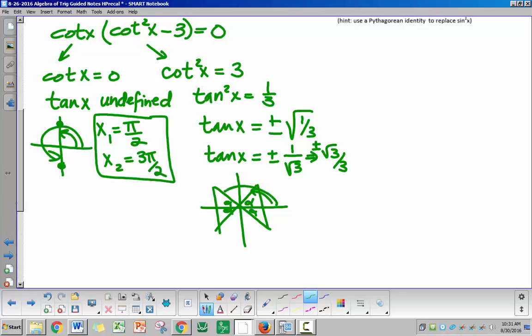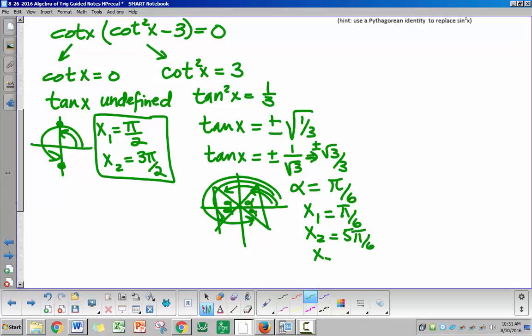So how many answers do we have in one go round? 4. So what is alpha? Where in the first quadrant is the tangent root 3 over 3? Pi over 6. Good. And so then we can say x1 is going to be pi over 6, x2, 5 pi over 6, x3, 7 pi over 6, and then x4, 11 pi over 6. Wow, we got 4 answers from this factor.